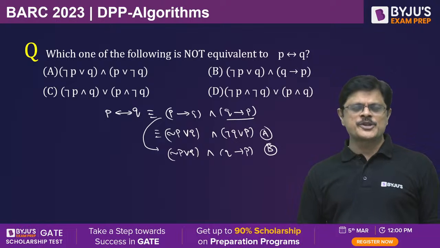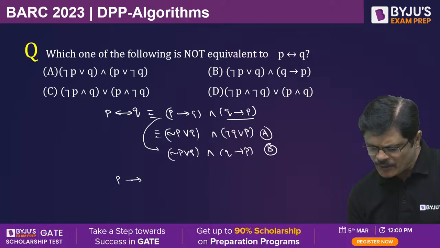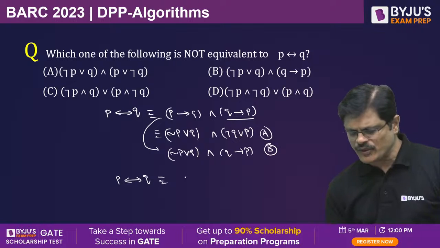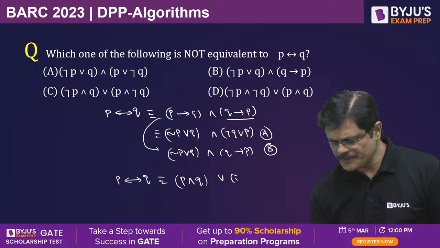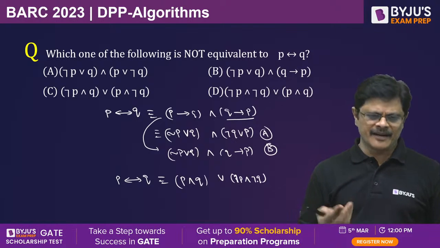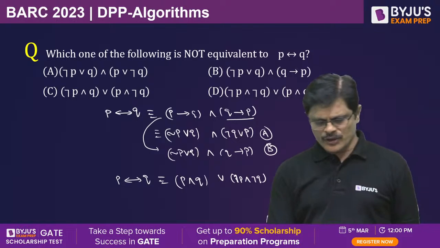Now, if you see option D, there is one more equivalence for biconditional. Biconditional means both true or both false. Both true, or both false, then biconditional. That is the definition of biconditional. Very good. So this is also equivalent.